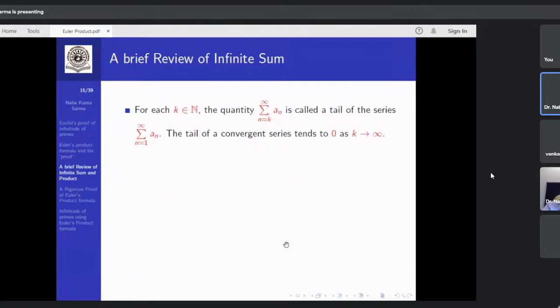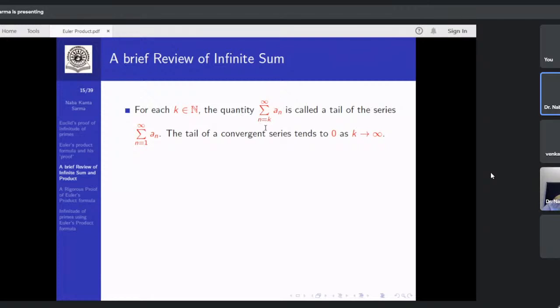Now, if we fix any positive integer k, and we consider the series from the kth term onwards, that will be called a tail of the series. And we have seen that the tail of a convergent series will always go to 0. Why? The summation from n equal to k to infinity is nothing but S minus S_k, because in S we have all the terms.